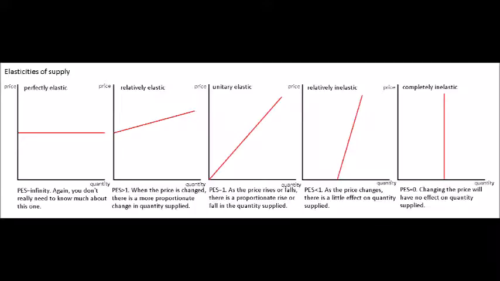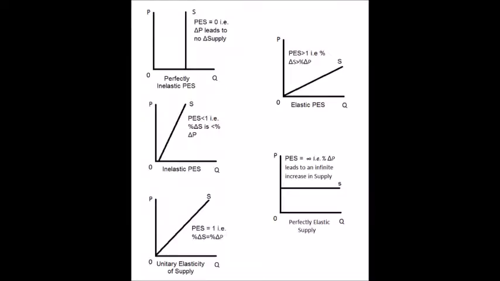Are factors mobile? Are workers ready to move to where they are needed? Can finished products be easily stored? And are there existing stocks? Is production running at full capacity? And how long and complex is a production cycle or production process? High PES is more desirable because it makes the firm more competitive in the market. It essentially works the same as PED.